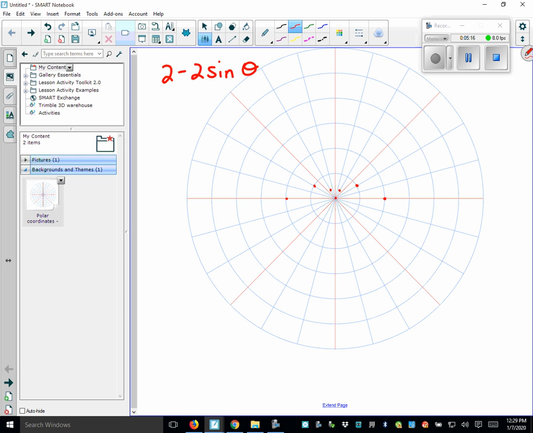210 degrees, 3. 240, 3.7320508. 270, 4. 300, 3.73. 330, 3. And then 360. We don't even have to worry about 360.